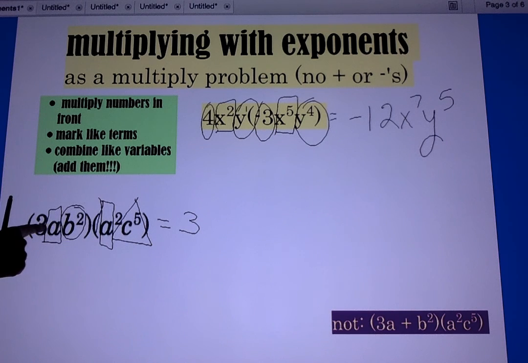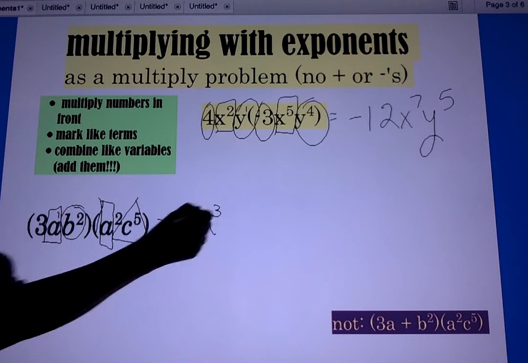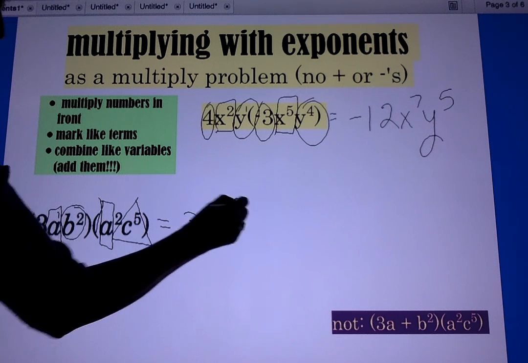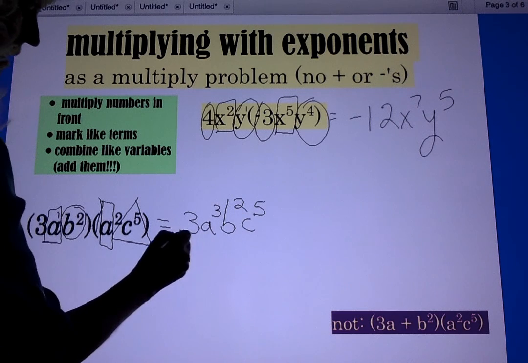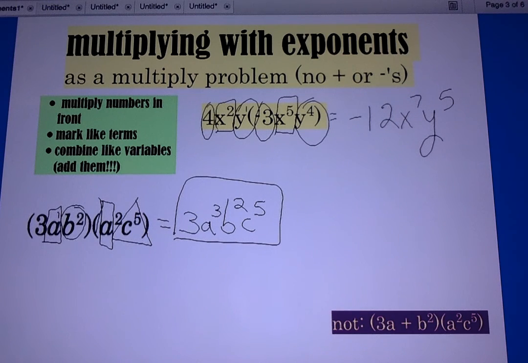Okay. A, 1A to the first, A to the second. I add the exponent, so that's A to the third. B, there's only one B, so I put B squared. And there's C, we just put that C to the 5th. And there's your answer on that one. Okay? And it's not like a 3A plus B squared or A squared C to the 5th. That's what it is not.